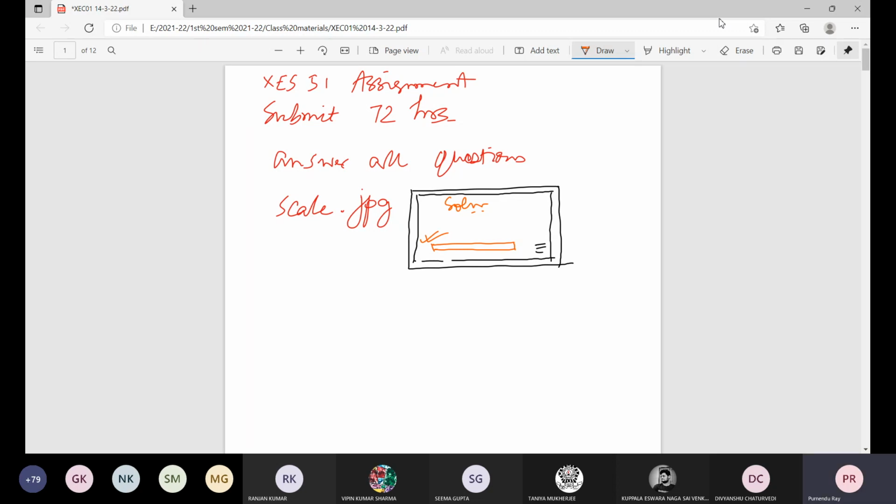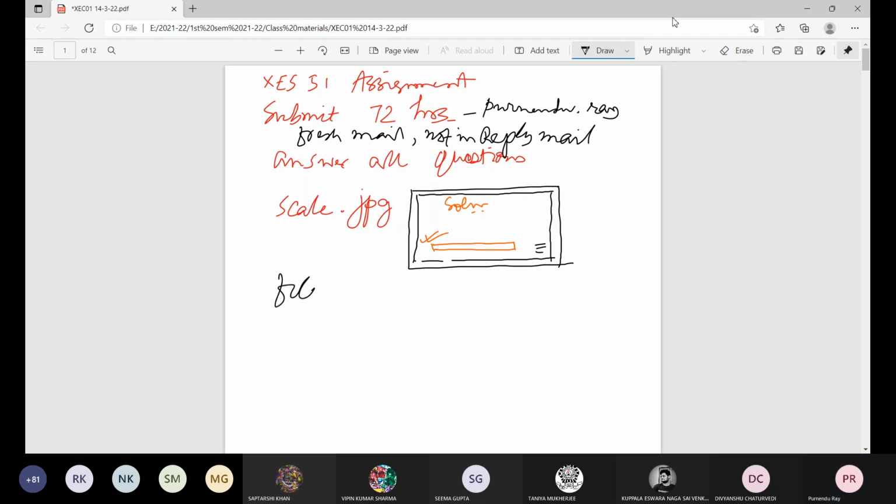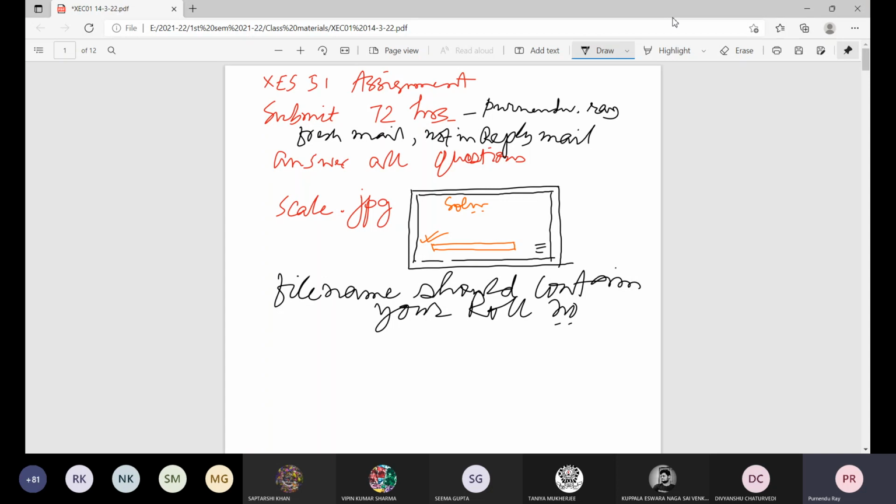So any further clarification you need about this submission, as usual, send to my office mail ID. Sir, in reply mail or in a fresh mail? Fresh mail. How many times will I tell you, son, fresh mail, not in reply mail. File name should contain your roll number, file name means that PDF.